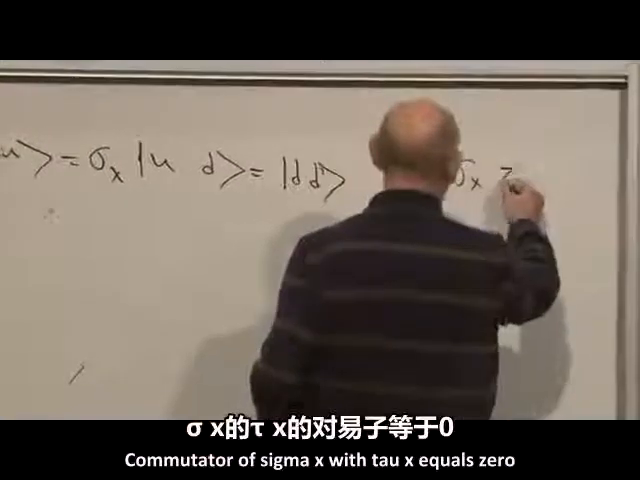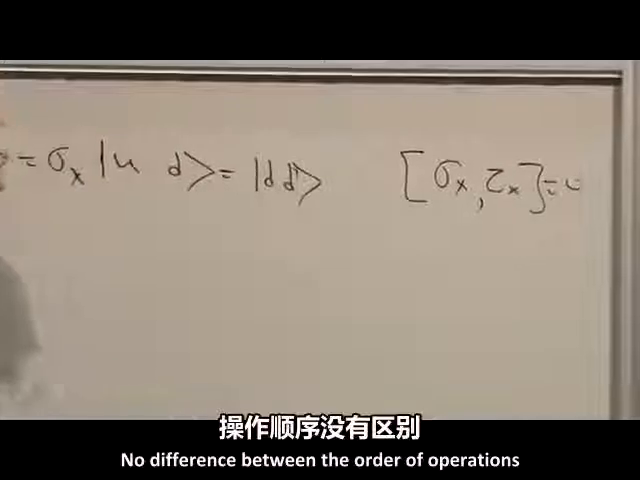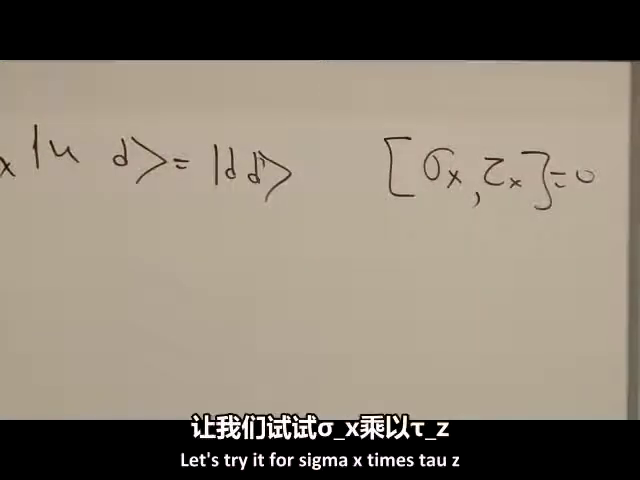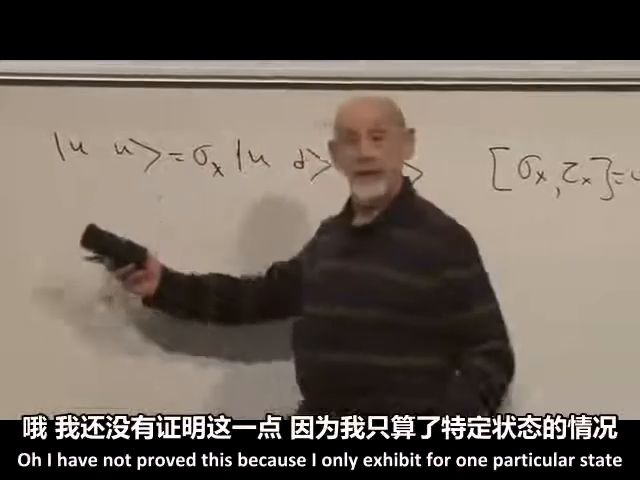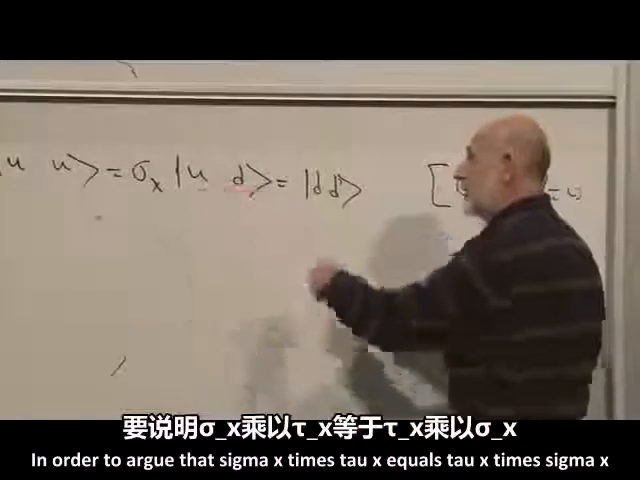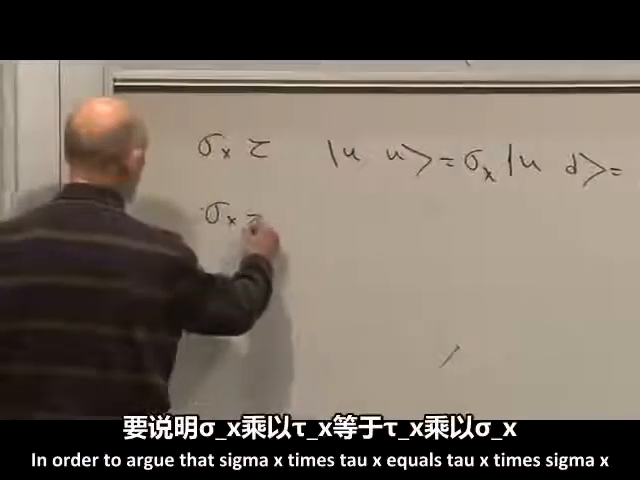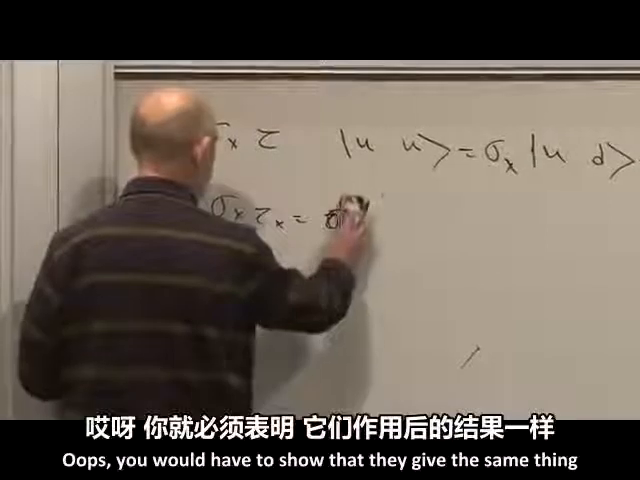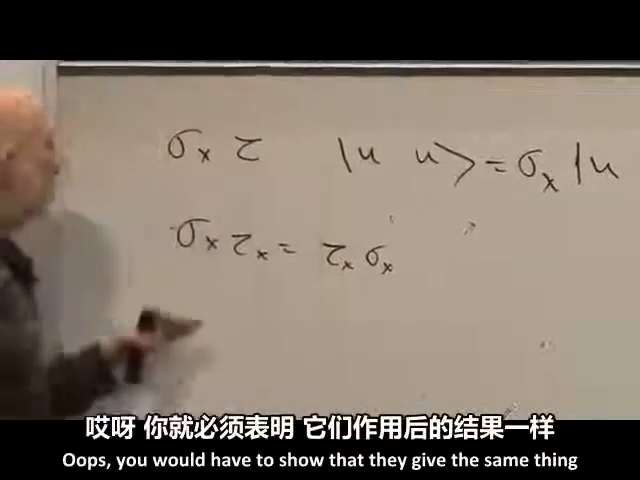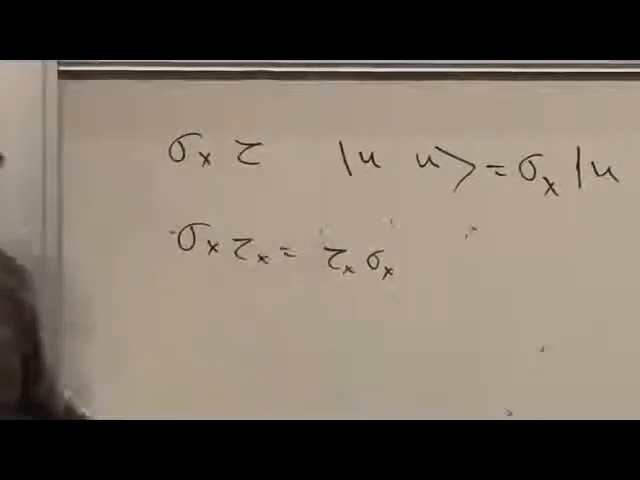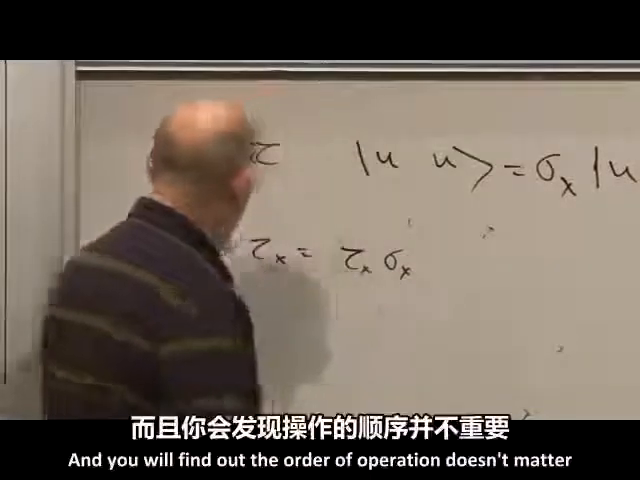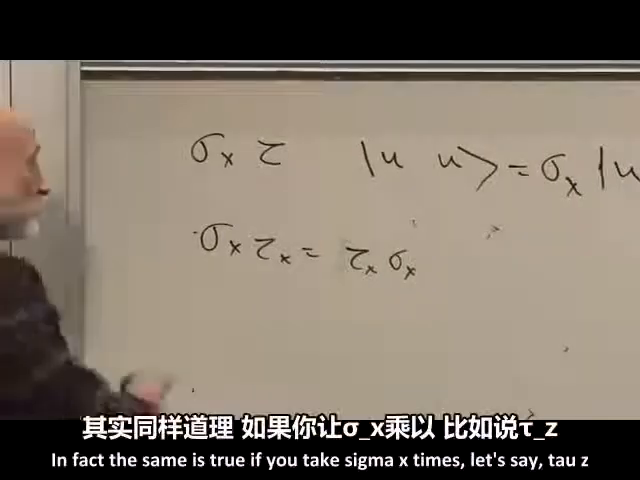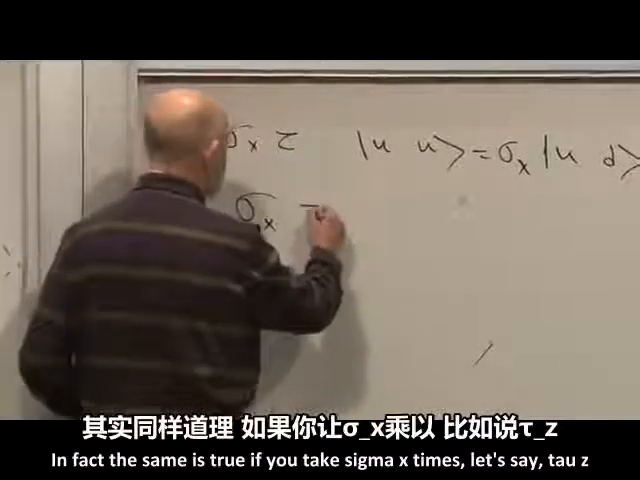The commutator of sigma x with tau x equals 0. No difference between the order of operations. Oh, I have not proved this because I only exhibited it for one particular state. In order to argue that sigma x times tau x equals tau x times sigma x, you would have to show that they give the same thing when acting on any basis vector. It's enough to show that they give the same thing on basis vectors, and that's pretty easy. You'll find that the order of operations doesn't matter. In fact, the same is true if you take sigma x times, let's say, tau z.